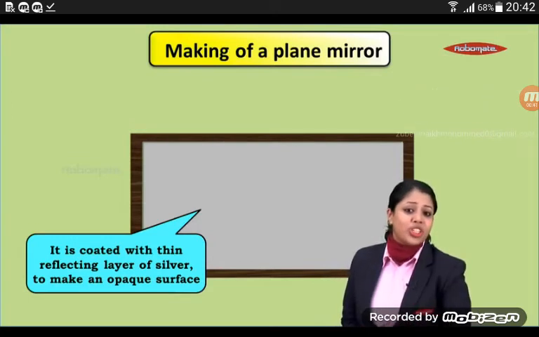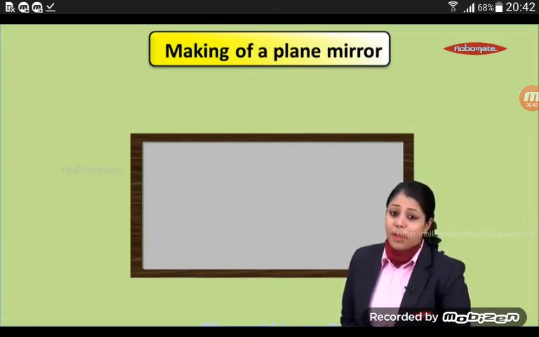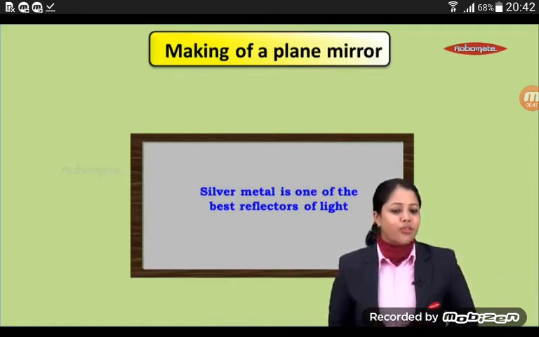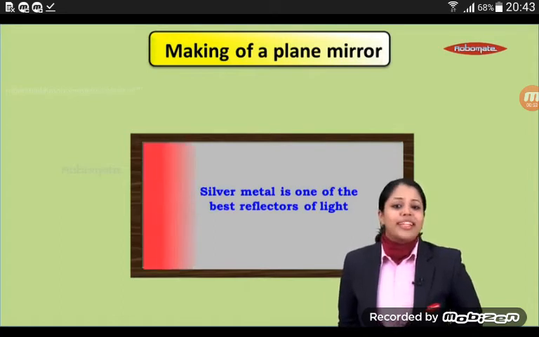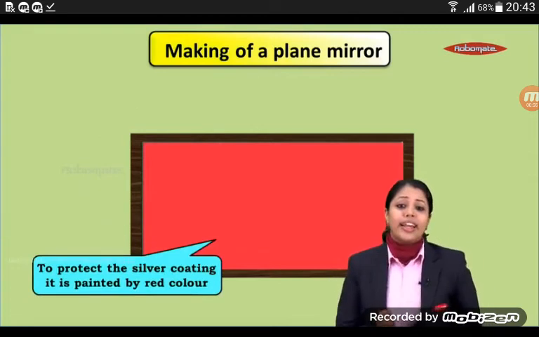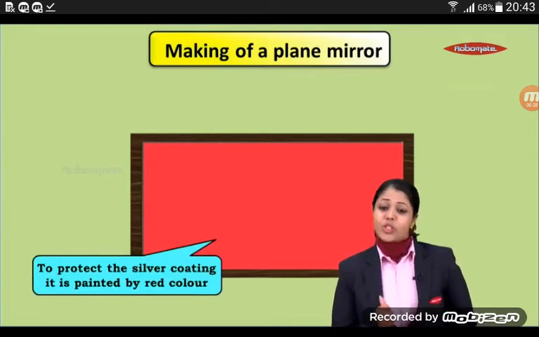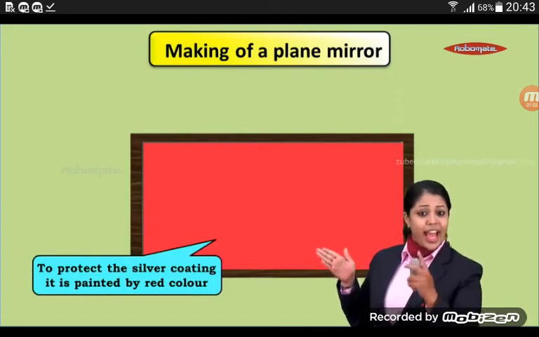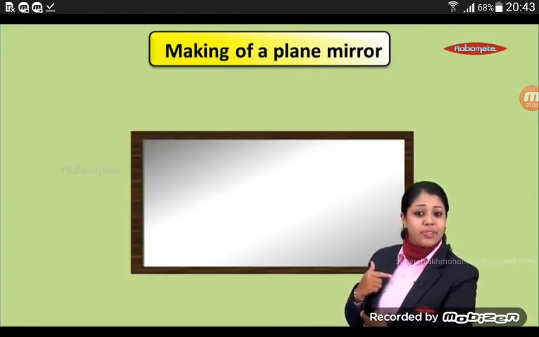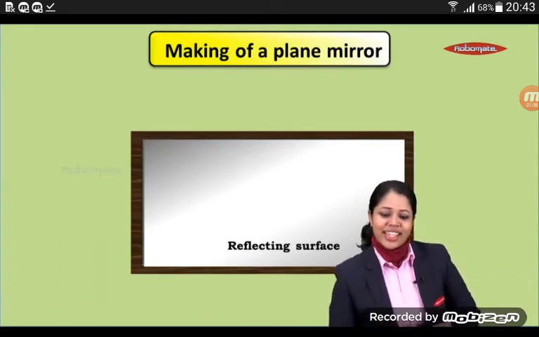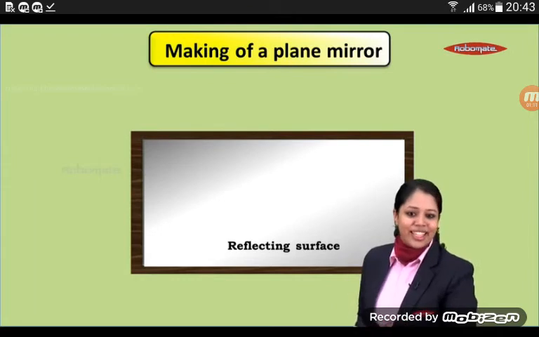So students, the question arises, why silver? Because silver is one of the best reflectors of light. We can also go for other metals like aluminium. Next is, to protect silver, it is coated with red paint. Now once it is coated with a red paint, this side becomes opaque, right? And if you turn it back, it becomes the reflecting surface. And what is the reflecting surface? It is the surface where we see our image.